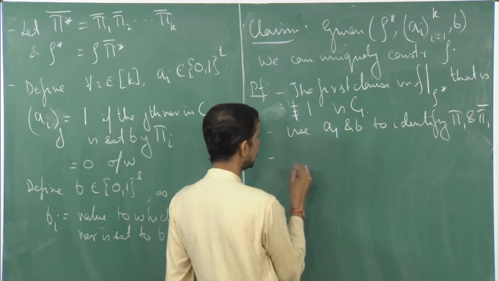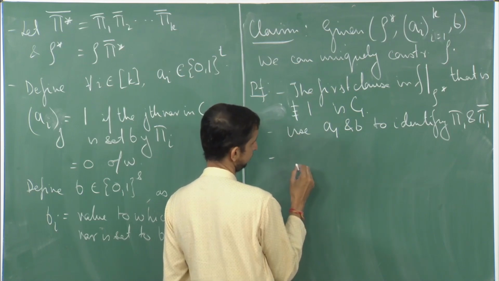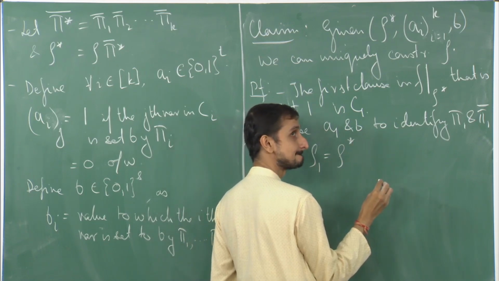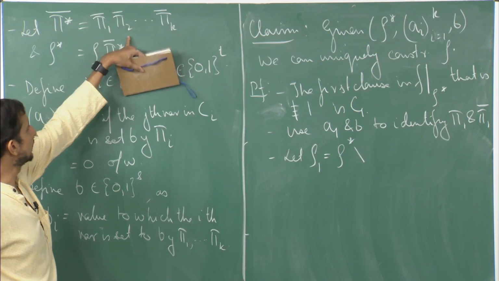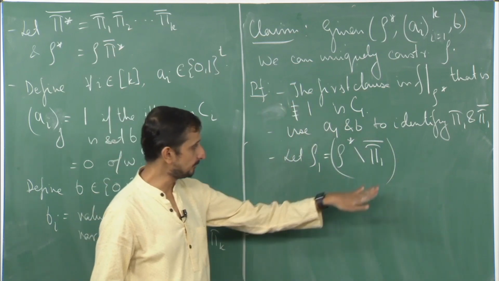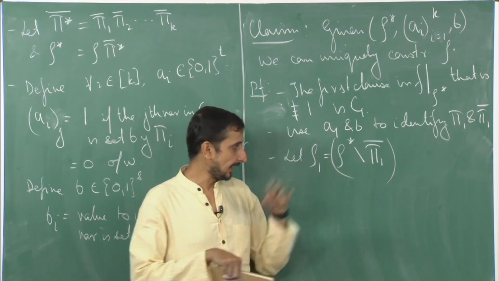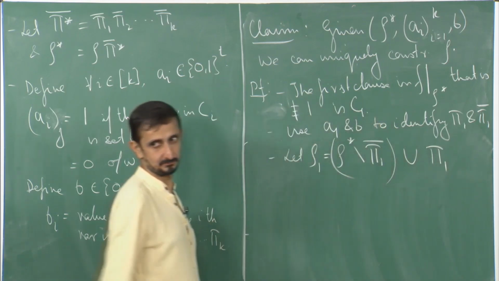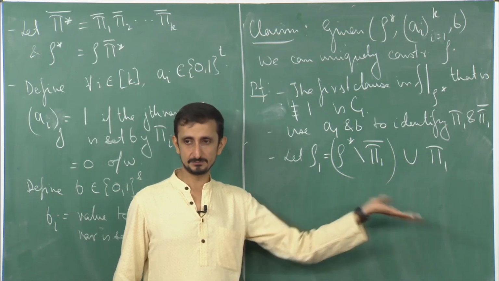Now, next I again go in an iterative manner. Let rho 1 be equal to rho star minus, so in rho star what do I have? In rho star I have rho followed by pi 1 bar, pi 2 bar up to pi k bar. So I will remove pi 1 bar from rho star. Those variables which were being restricted by pi 1 bar, I remove them from rho star. And I will add the restriction pi 1. Now what does this achieve? This is exactly what I said earlier. This makes C1 equal to 1, because pi 1 makes C1 equal to 1.